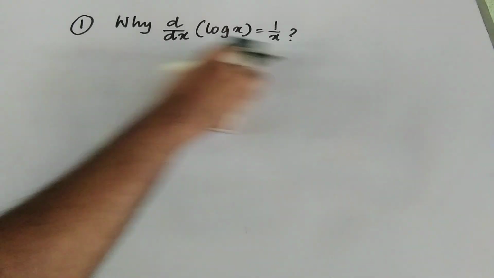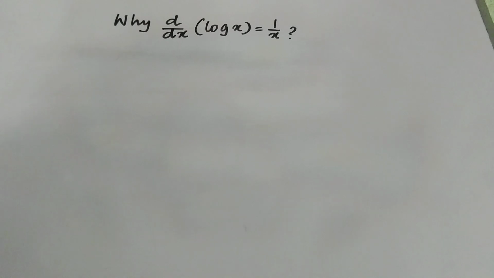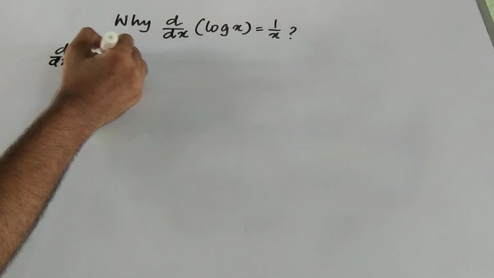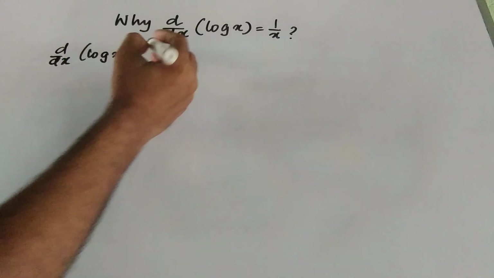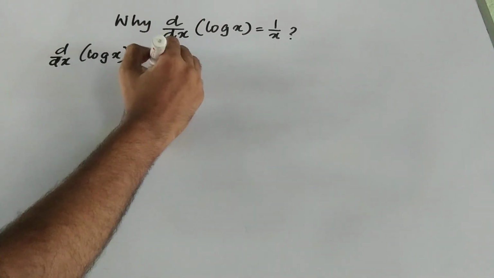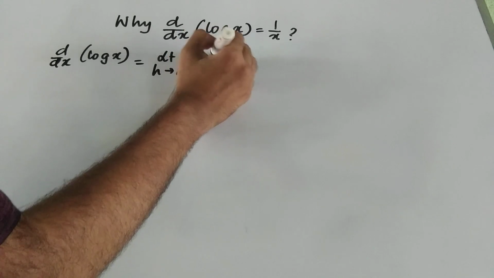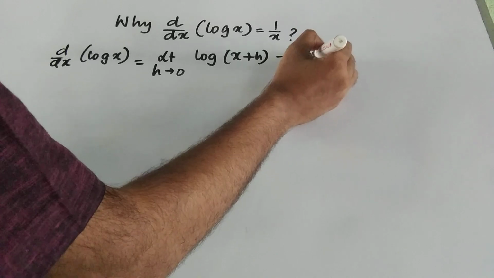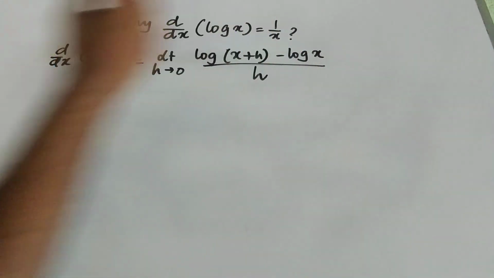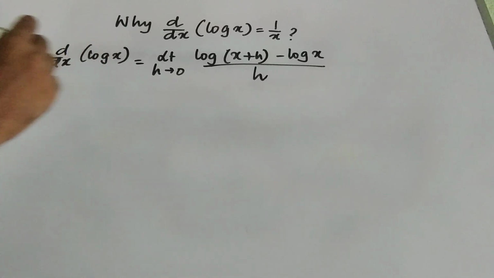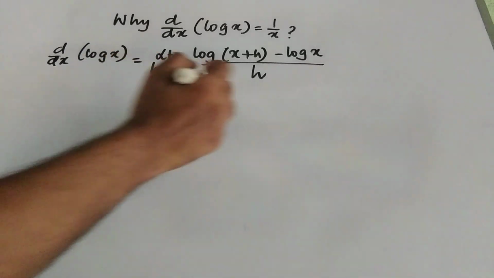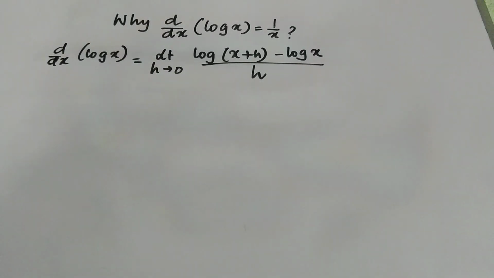Now you may remember that in some earlier videos I have shown you what is meant by the first principle of derivatives. Now d/dx of log x can be written, if I express it in limits, as limit h tends to 0 of log of x plus h minus log x, whole divided by h. Right? Because our formula says that limit h tends to 0 of f of x plus h minus f of x, by h is the f dash x.